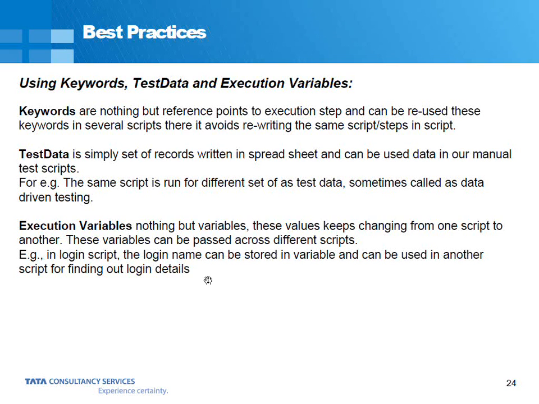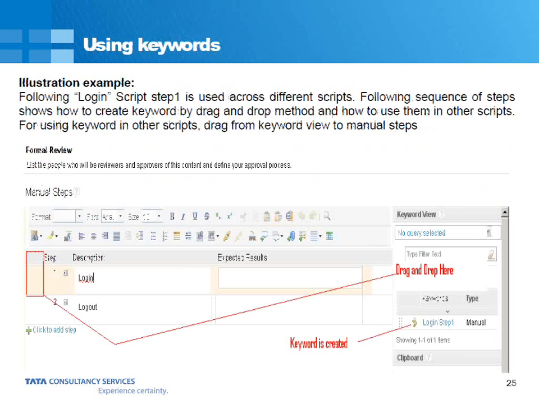Here is just an example we've given: with a login script, if the login name is stored in a variable, then it can be used in another script to find out login details. So this is also one of the good features of RQM, and it is used a number of times. Again, it can be used based on the project requirement, but consider this execution variable as basically a global and local variable kind of thing.